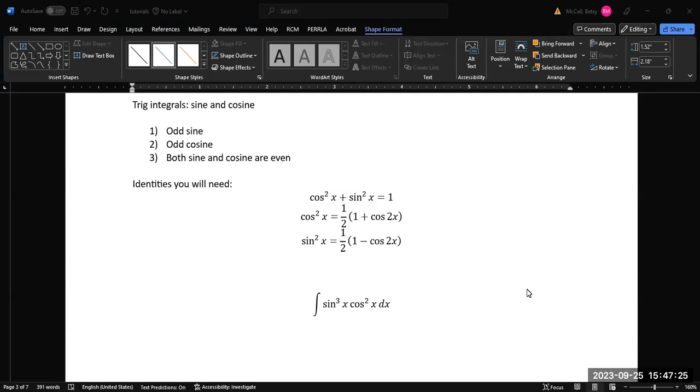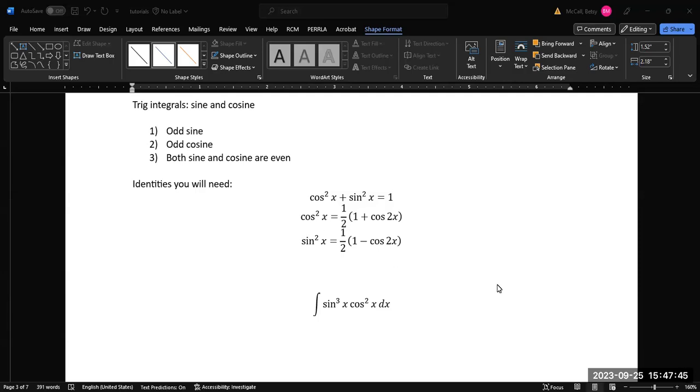In the circumstance where both sine and cosine are odd, you can actually use either of the two strategies that we're going to talk about for odd sine and odd cosine. But we're going to look at examples in particular where one is odd and one is even.